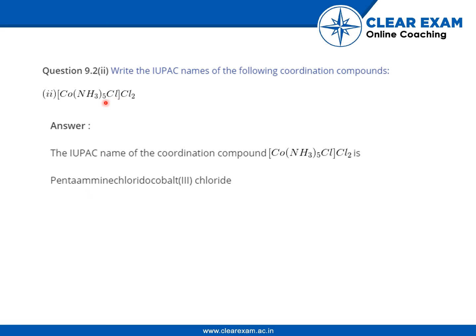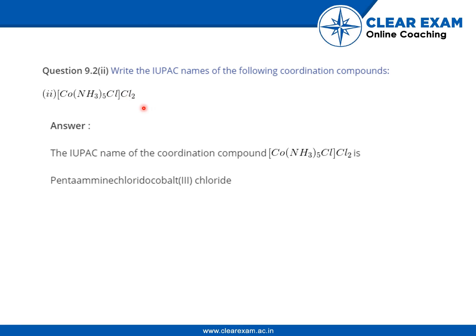Now what ligand is left? Chlorine. So we will write chlorido. In the coordination sphere, we will not write chlorine, we will write chlorido. If there is bromine, we will write bromido. Iodine, iodido. This is the convention: for negative charge ligands, we will add O at the end. So pentaamine chlorido, since there is only one chlorine present here.